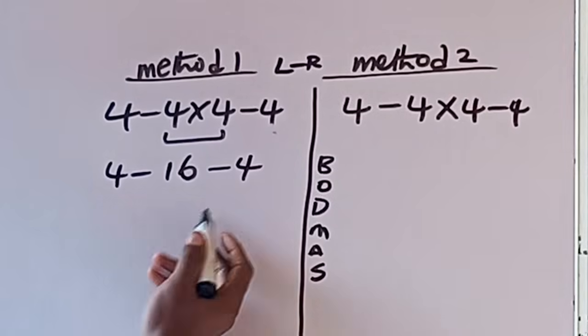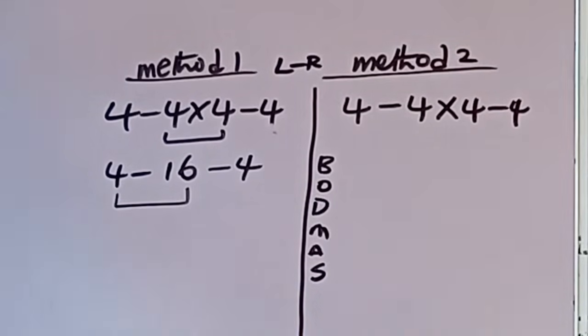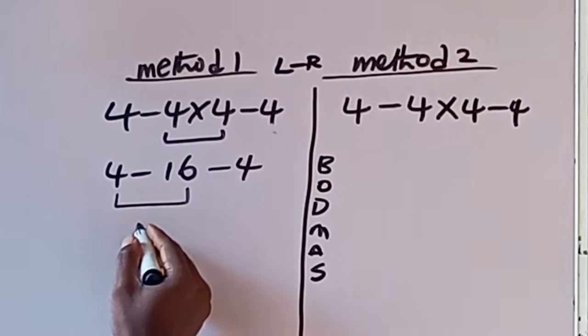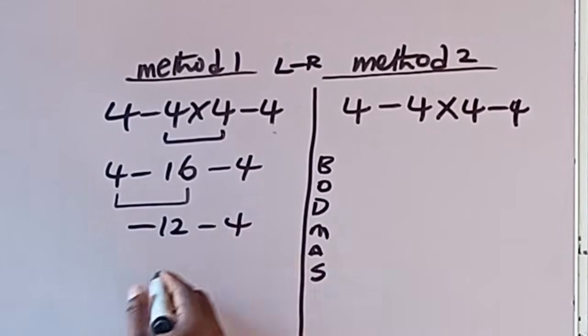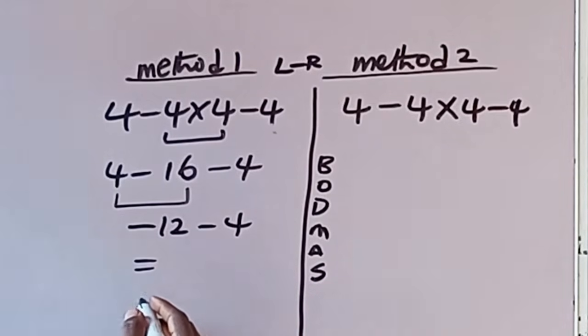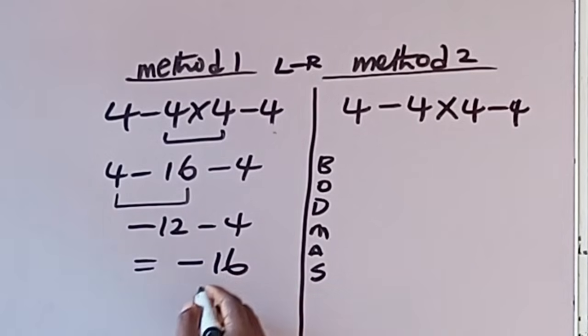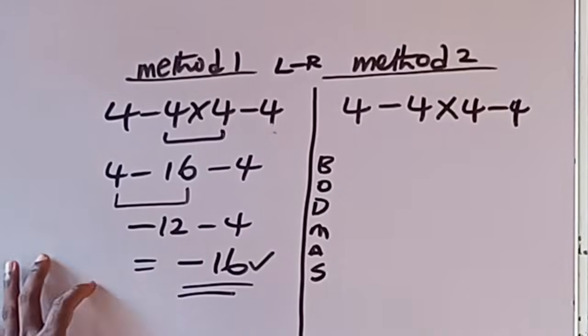Now, since we are solving from left to right, we are going to do this. 4 minus 16 is going to give us negative 12. Then we have our negative 4. Negative 12, negative 4 is going to give us negative 16. And this is the final answer for this method.